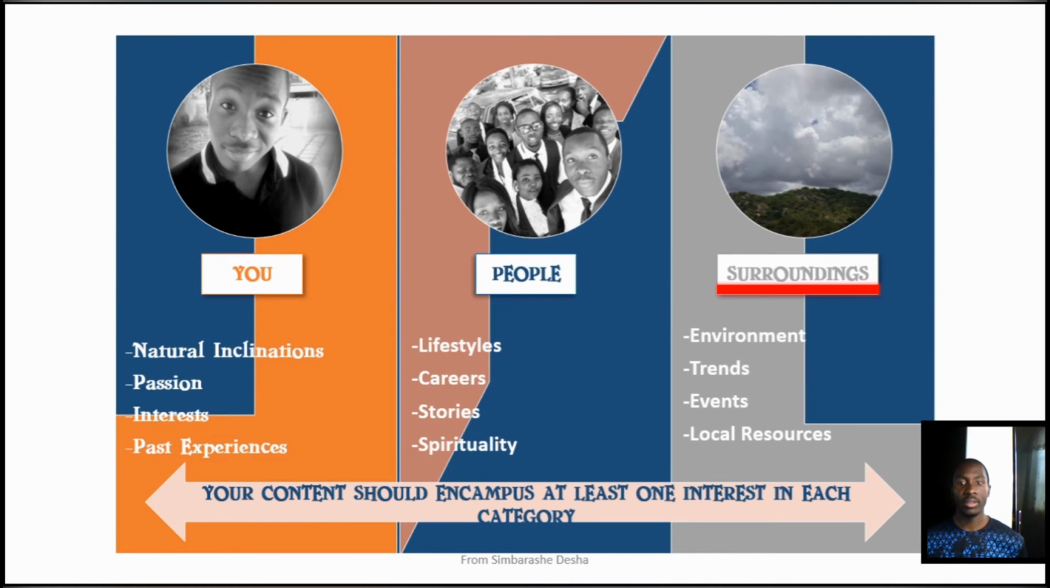And then the third segment is the surroundings. So you have to take into consideration your surroundings, your environment, the trends that are in your environment, the events that are occurring around you, and the resources that are locally available. So when you have an environment, for example, that is very wild, like this Zimbabwean environment, like the picture that I put there, that was a picture of us in Mashingo. Yes, so obviously we have got a wild terrain in Mashingo and in Nyanga.